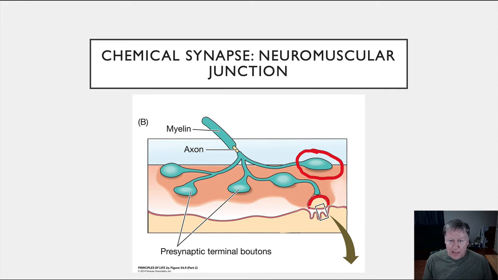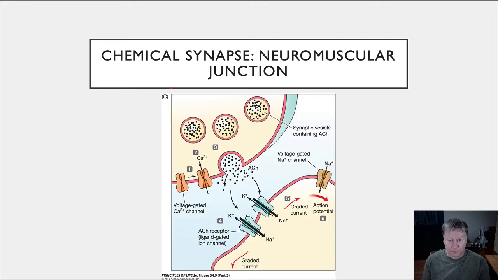And you can see right here a little rectangle. That rectangle is going to be the next picture. So here we go. This is what's inside the rectangle. Up here, we have the neuron.